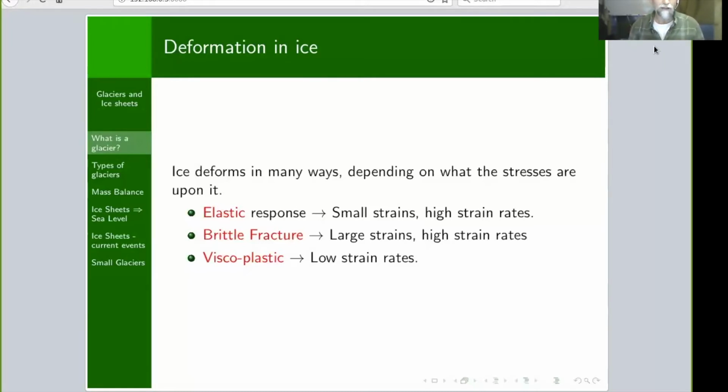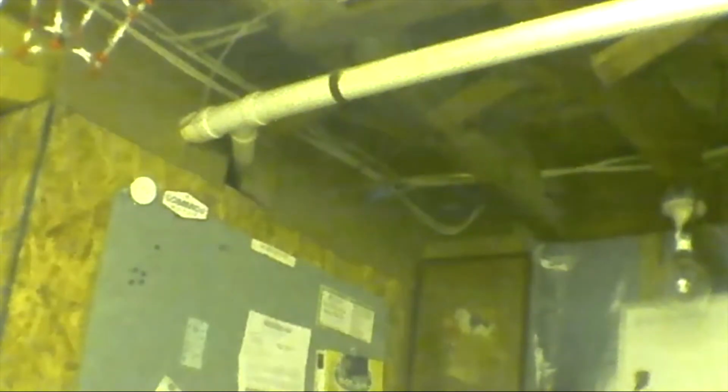Then the last thing you find at very low strain rates and very long time scales is viscoplastic response. What I'm going to do to see if I can demonstrate this is put this silly putty on the edge of my other desktop. I wonder if I can do that without de-sharing the screen. Can't. Well, hang on just a second. I'll show you what I'm doing. I've got another camera to show my other desk.